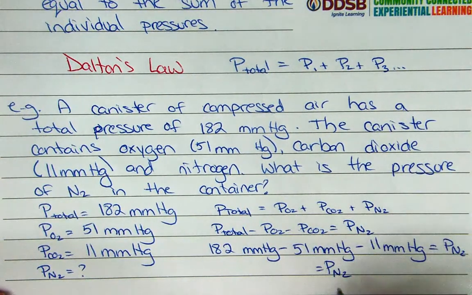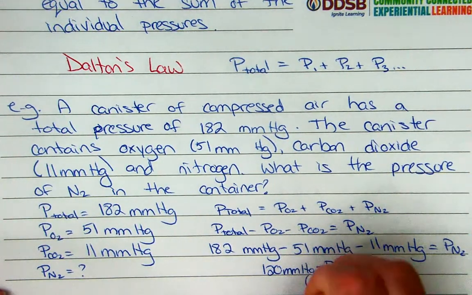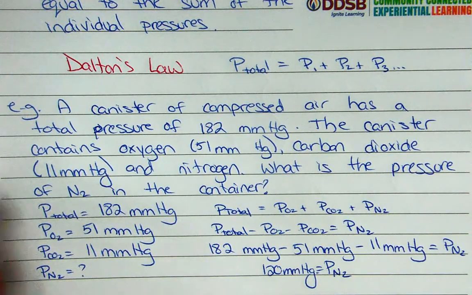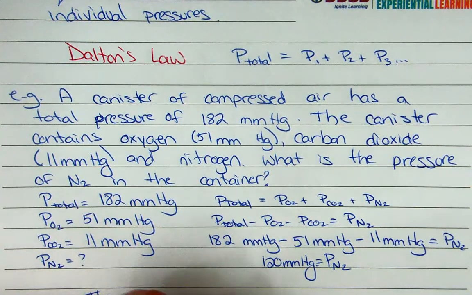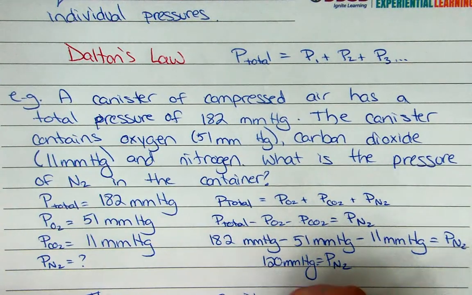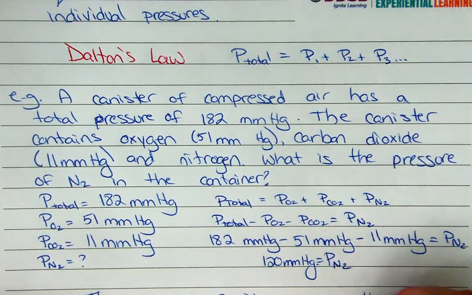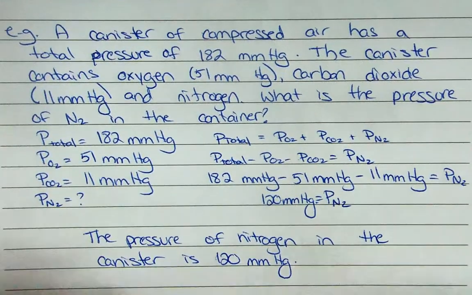And that leaves us with 120 millimeters of mercury. Remember, sig digs in adding and subtraction is about decimal places, not number of digits. That means the pressure of nitrogen in the canister is 120 millimeters of mercury. So that's it. That's gas law number 4. Easy peasy, right guys?